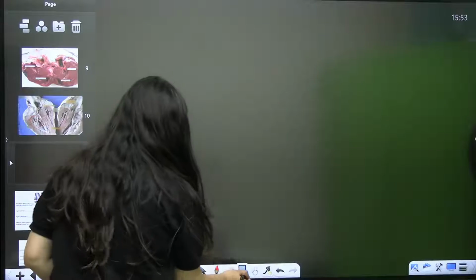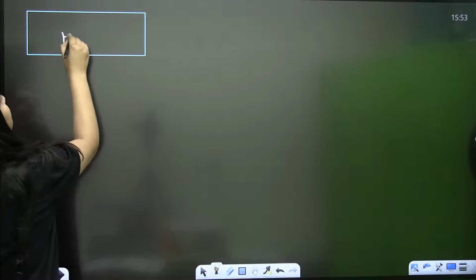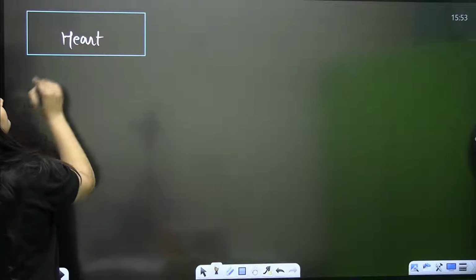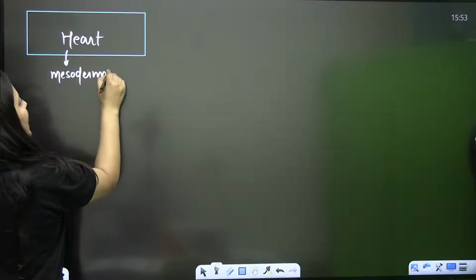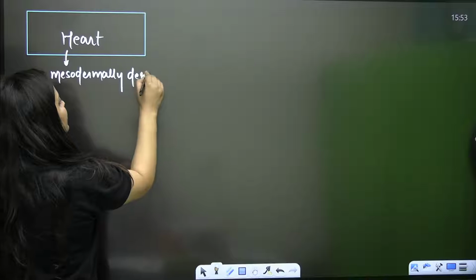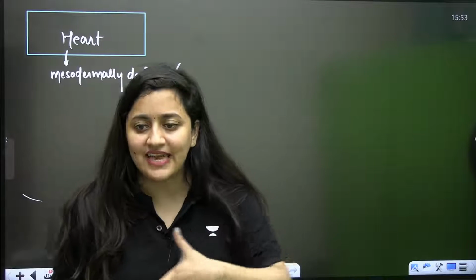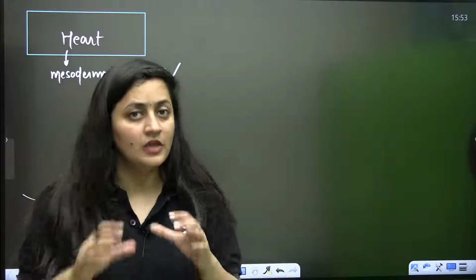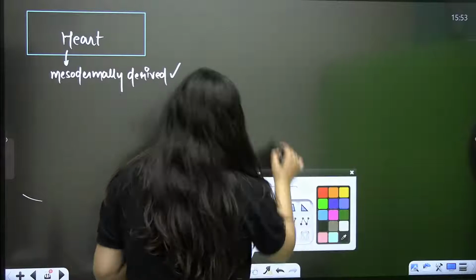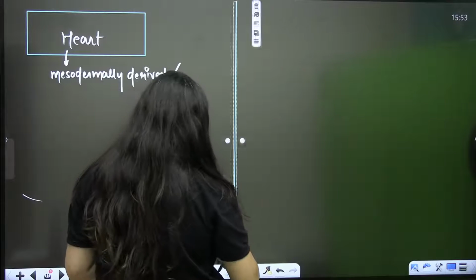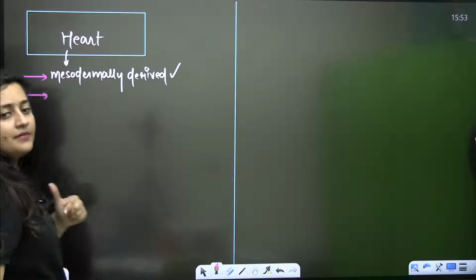Okay, so let's start the discussion. So bache, as I said, heart is a pumping organ. It is going to pump the blood, and heart is mesodermally derived, means it is made up of mesoderm. Now, when you talk about your thoracic cavity, do you know that there is a space in between the lungs? I hope you remember that part, right? There is a space in between the lungs, and that space is known as mediastinum.